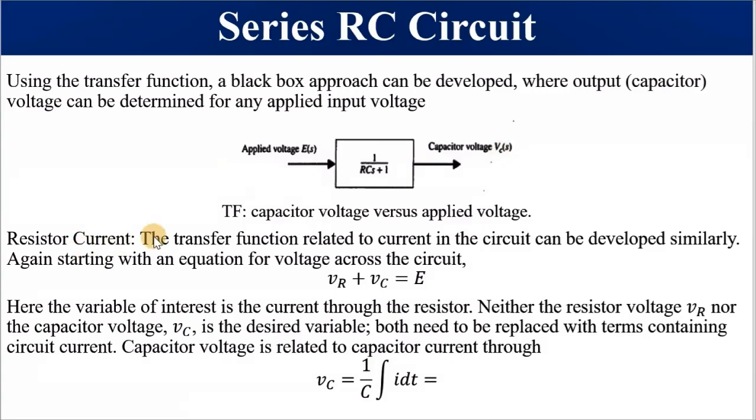For resistor current, the transfer function related to the current in the circuit can be similarly developed, and we'll start from our original equation. The voltage across the resistor plus the voltage across the capacitor is equal to the supply voltage, from Kirchhoff's voltage law. Here the variable of interest is the current flowing through the resistor, so the resistor voltage and the capacitor voltage are not variables of interest, and both need to be replaced with terms that contain current. We have seen that the voltage across the capacitor is equal to 1 divided by C multiplied by the integral of I dt.